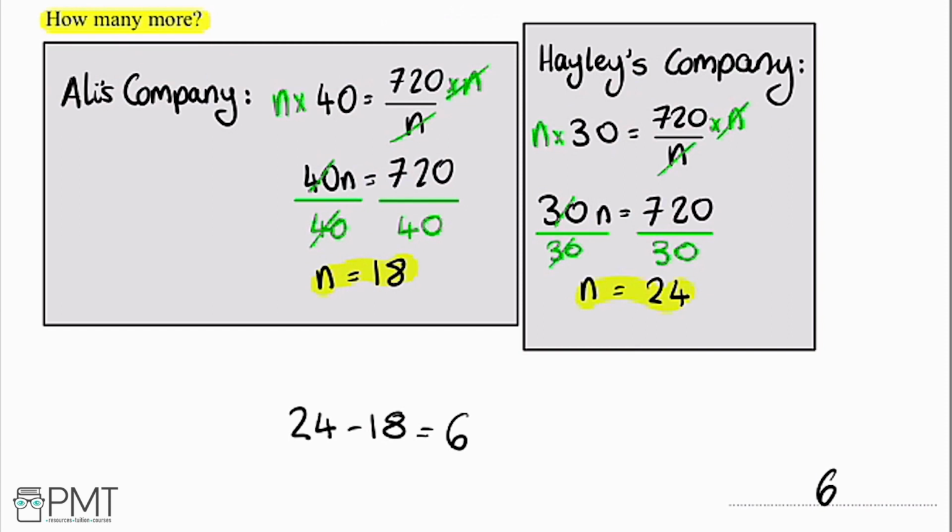So we're going to get our first mark for doing this working here, so working out the number of workers that each company will use. Second mark for doing the difference. And the third mark for the correct answer of 6.